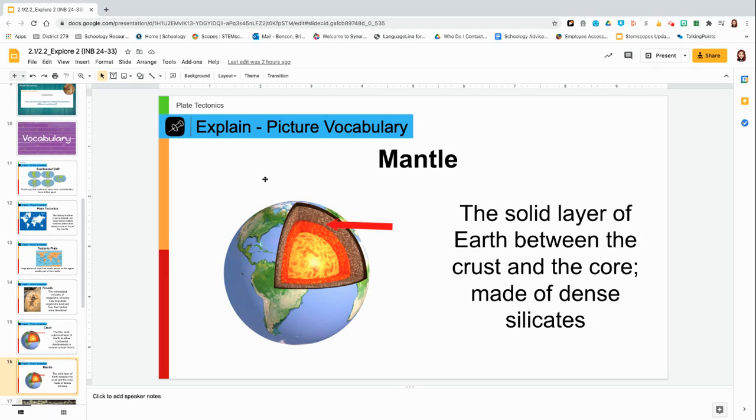The mantle is the solid layer of Earth between the crust and the core, made of dense silicates. So the mantle is the second layer down, which is beneath the Earth's crust.